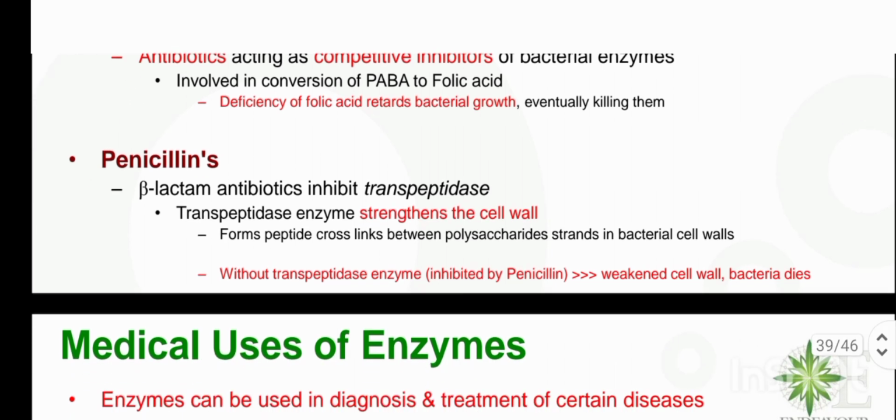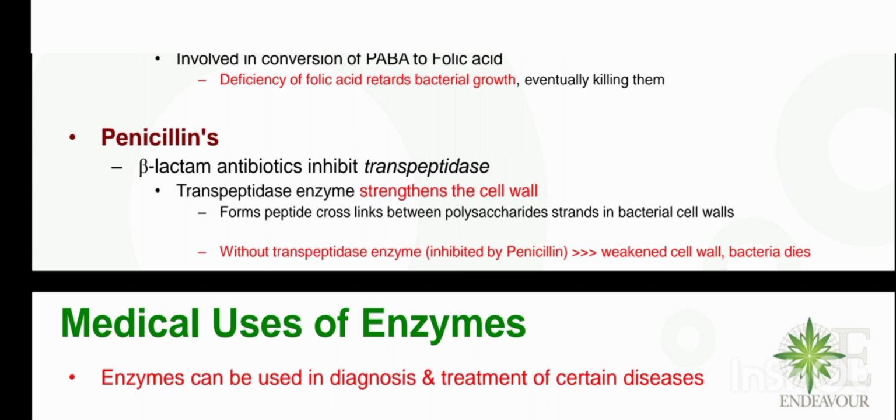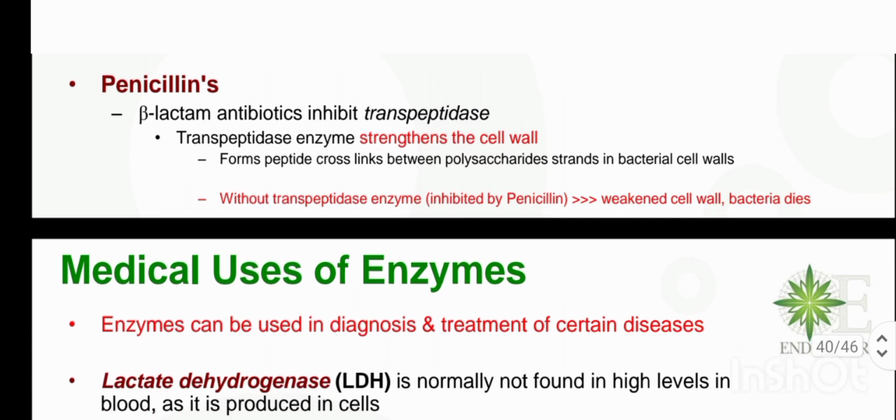Penicillins. Beta-lactam antibiotics inhibit transpeptidase. The transpeptidase enzyme strengthens the cell wall and forms the peptide crosslinks between the polysaccharide strands in bacterial cell walls. Without transpeptidase, inhibited by penicillin, the cell wall is weakened and the bacteria die.